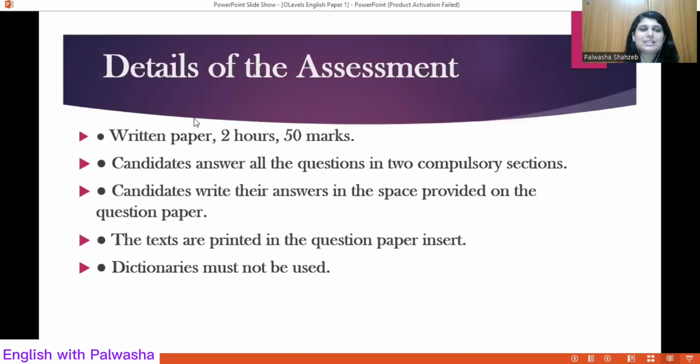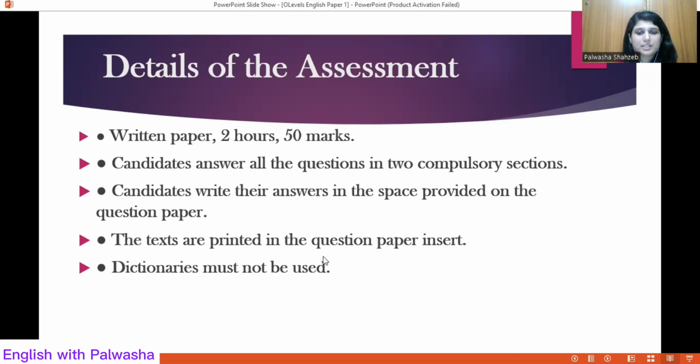The first slide is the details of the assessment, which you are quite aware of: the written paper is of 2 hours. After one whole year of preparation, if you are giving this paper for the 2 hours, you need to mention the words information in it. 50 marks, you know it. Candidates answer all the questions in two compulsory sections. There is no choice in any of the questions. You have to answer all the questions. Candidates write their answers in the space provided on the question paper.